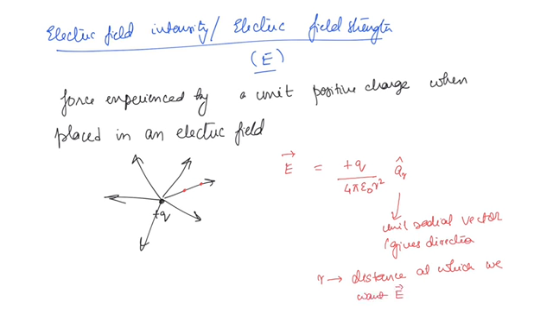Basically it is a force expression only, where into 1 will be there because we are taking a 1 coulomb charge here. Since it is only 1 coulomb, we can just ignore this and we are writing q by 4 pi epsilon naught r square.